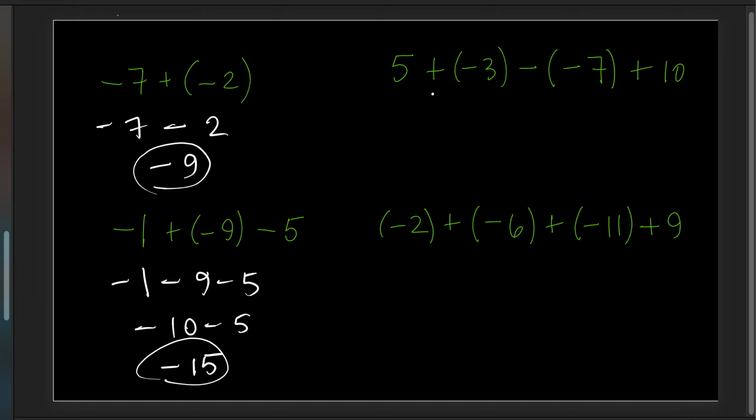Now we have 5 plus negative 3 minus negative 7 plus 10. So here's where signs are together. So I'm going to evaluate those. 5. This makes a negative 3 because you got one of each, plus a negative makes a negative. A negative and a negative makes a positive. So plus 7 plus 10.